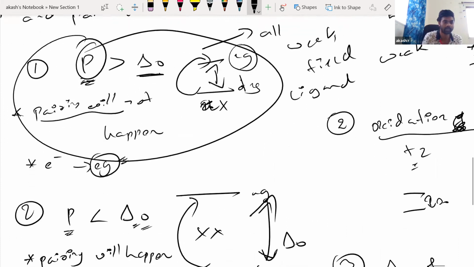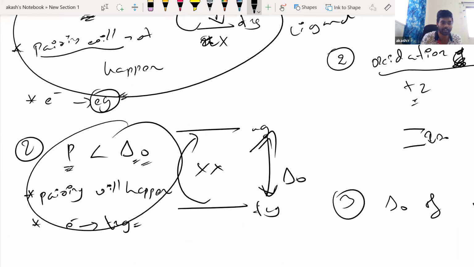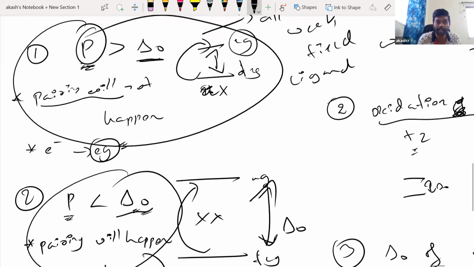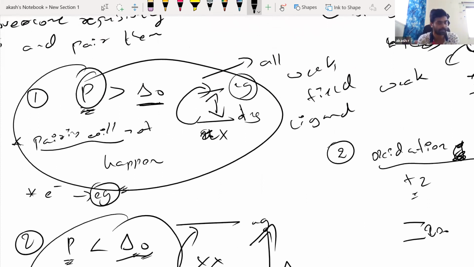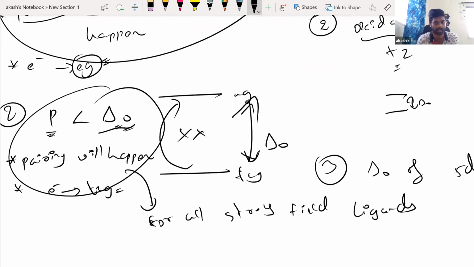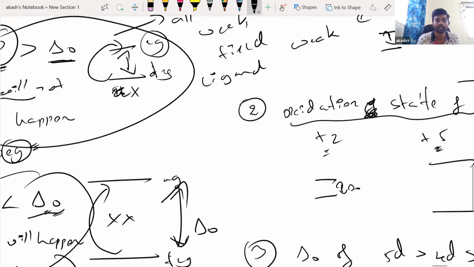And this will happen when the del O will be greater than the pairing energy for all strong field ligands. We have to remember this. That means for weak field ligands, pairing will not happen. For strong field ligands, pairing should happen. That is all that we have to understand.